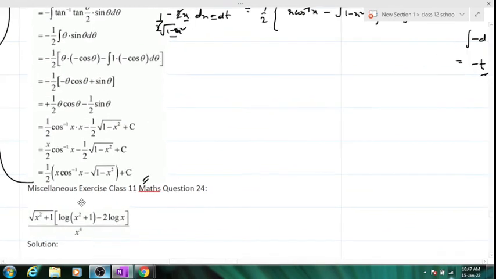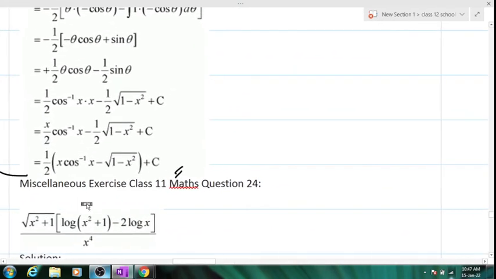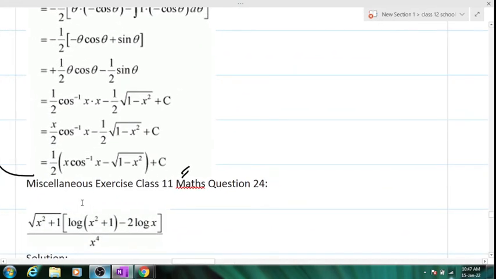Now, this is a very important numerical. Okay, this looks like a very big numerical, but it is a very small one. We'll try it for 30 seconds. I give you 30 seconds. Kindly try it out.